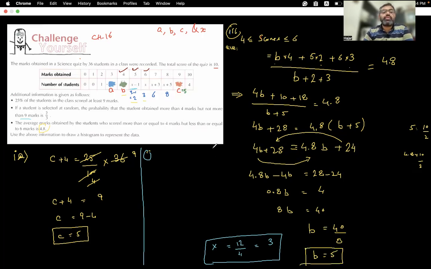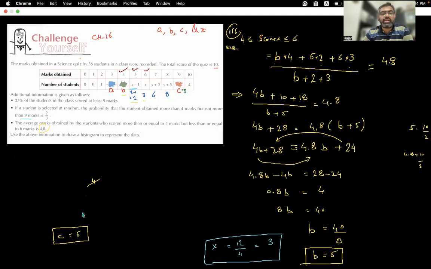What is left? Only A is left. Calculation of A is now easier because we know all the variables except A, and we know how many total students there are. So we add them up together and find the value of A. This is some easy stuff. Let's do it.